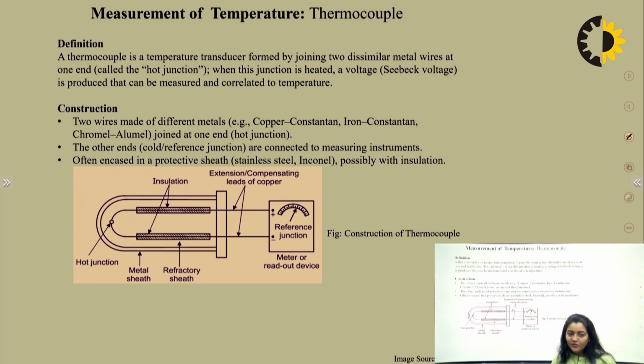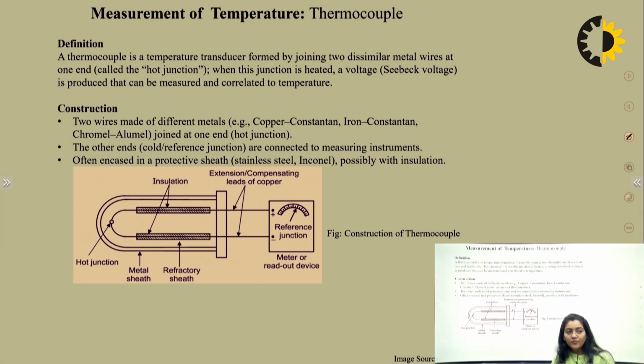Active means you do not need an external power supply here. Now the construction is two wires made of different metals. The two wires should have some kind of relation, so you cannot just use any two different metals. Two dissimilar metals are used as a couple, like copper-constantan, iron-constantan, or chromel-alumel, joined at one end as the hot junction. The other end, the cold or reference junction, is connected to the measuring instrument.